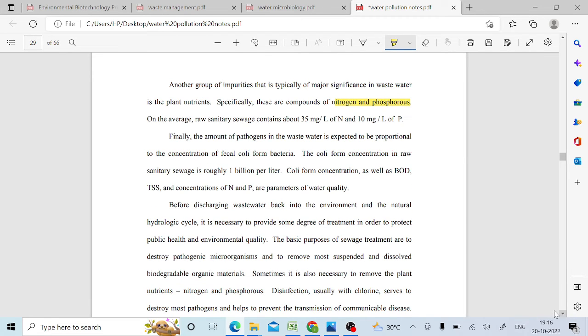The last important one is the total amount of coliform bacteria present in the wastewaters. The amount of coliform present in the sewage water directly indicates the total pathogenic bacteria present in the wastewaters. So all of these parameters, that is measurement of BOD, TSS, concentration of nitrogen and phosphorus in the waters, and also the coliform, are the important parameters of water quality.